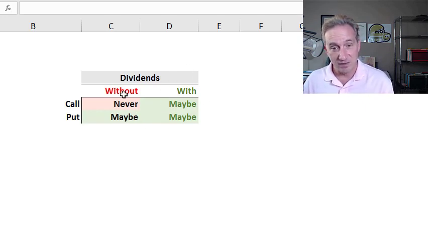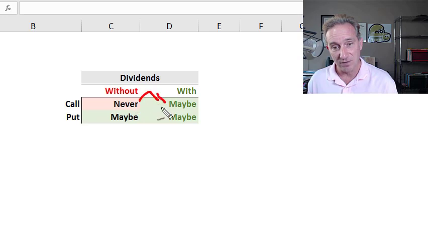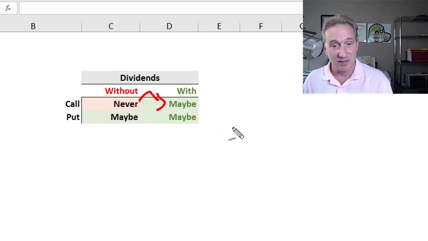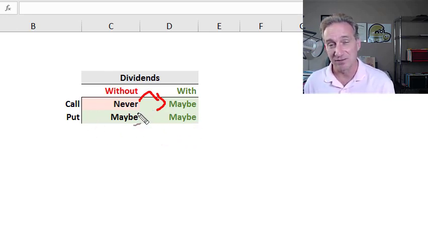If we introduce dividends, so we shift over to this column here, you'll notice for either the call or the put, it may be optimal to exercise early. So the only thing that changes with dividends is the call shifts from never to maybe. Another way to look at this is that of the four scenarios, the only option where we can say mathematically it's never optimal to exercise early is the American call on a non-dividend paying stock. For all of the scenarios, it may be optimal to exercise early.